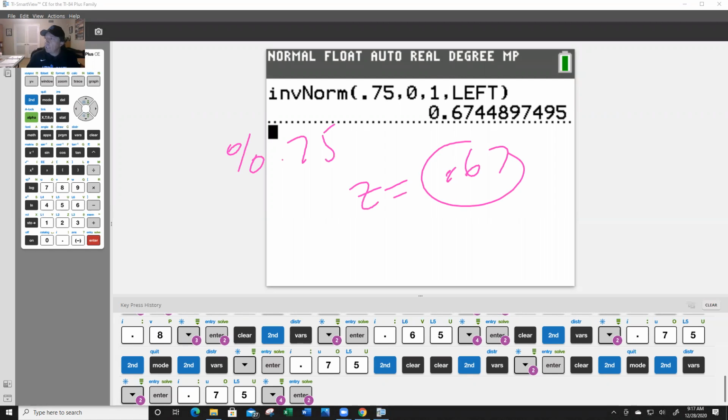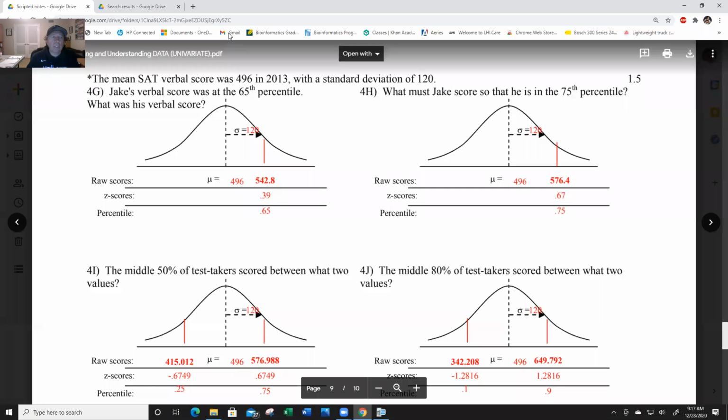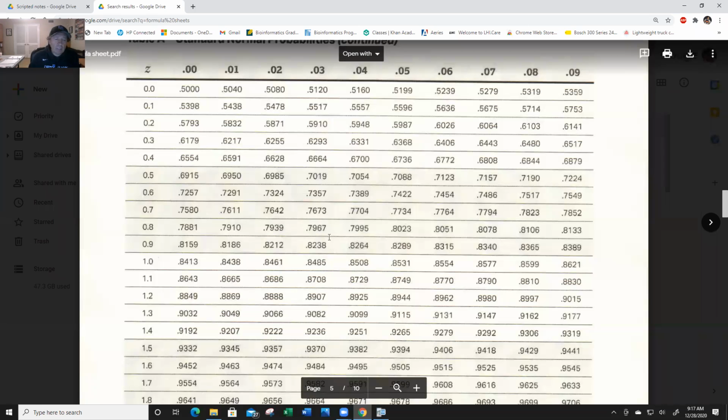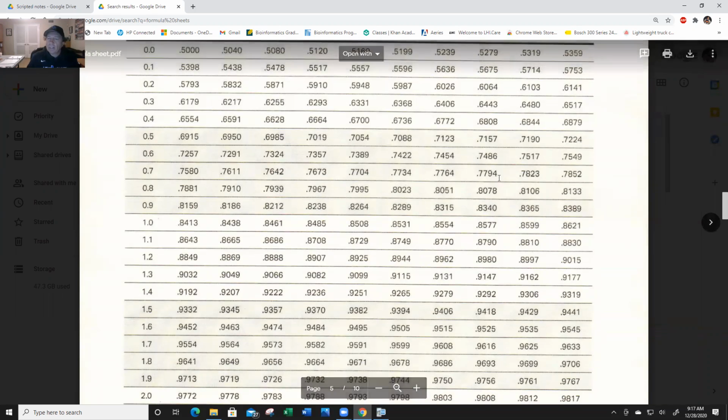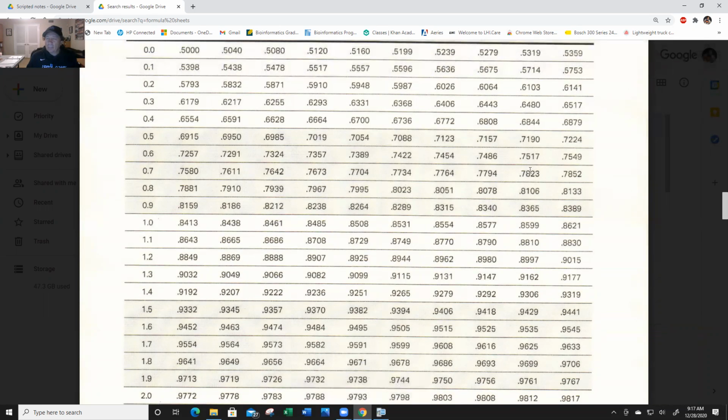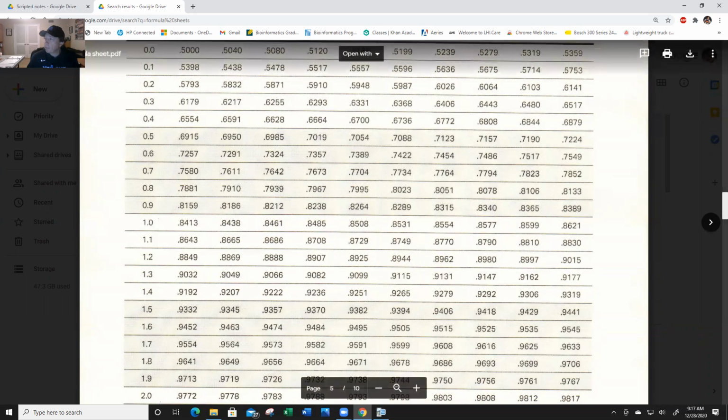Now, if you wanted to stick with the table idea to get that, you have to look up 75%, the closest number to 75%, which is 0.7486 right here. It's this number. This is the closest you can get to 75%. So it's 0.6, and then this column is 7. 0.67 is the z-score. If you're going to do the inverse off the charts, which is fine too, 0.67.